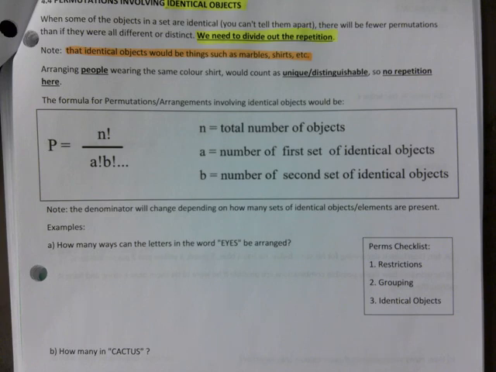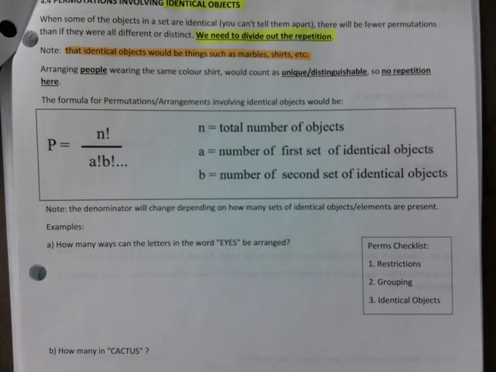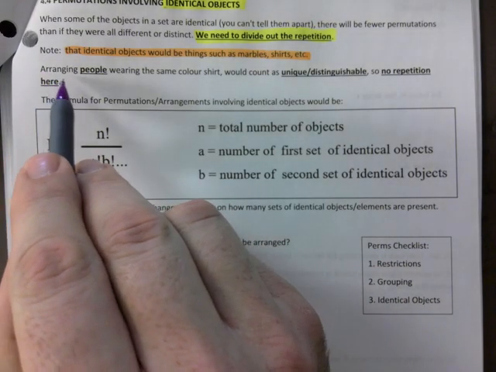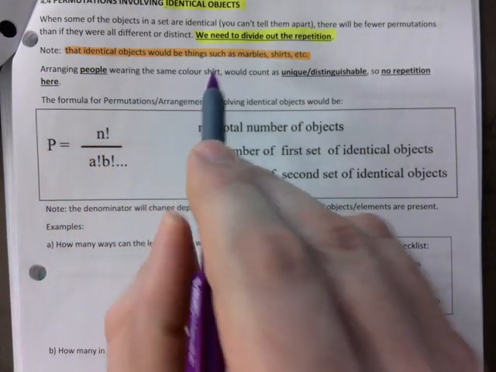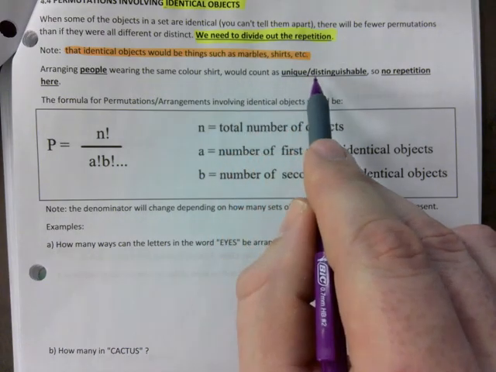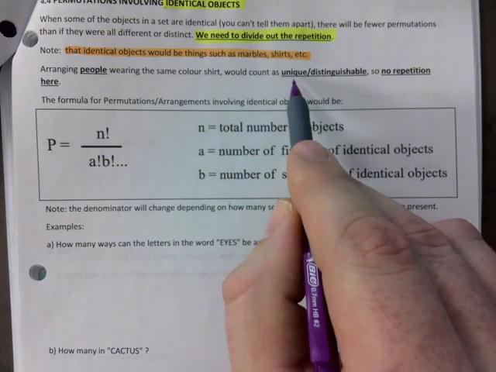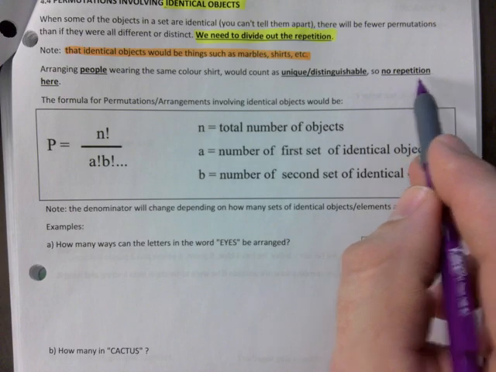Warning: two people wearing blue shirts are not identical because I will trick you sometimes. They're just because their faces are different, right? So just keep that in mind. Arranging people wearing the same color shirt would count as unique or distinguishable. Okay, no repetition here.